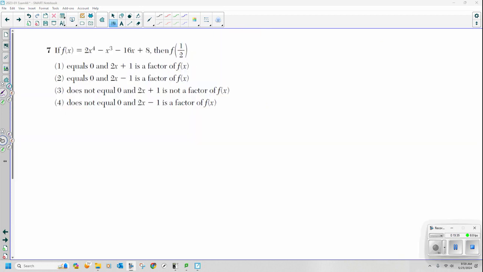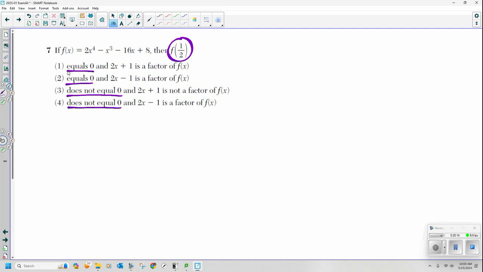Number 7. If f of x equals 2x to the 4th minus x cubed minus 16x plus 8, then f of 1/2 is, okay, it's either equal to 0 and 2x plus 1 is a factor, or equal to 0 and 2x minus 1 is a factor, or does not equal 0 and 2x plus 1 is not a factor, or does not equal 0 and 2x minus 1 is not a factor. All right, first of all, I'm going to address whether it equals 0 or not, because once I figure that out, I can cross off 2 of these 4 choices.